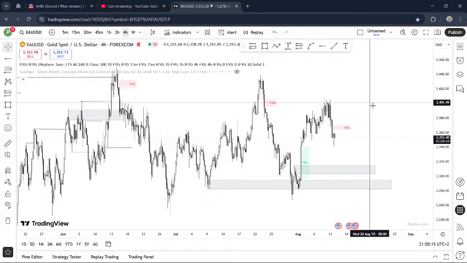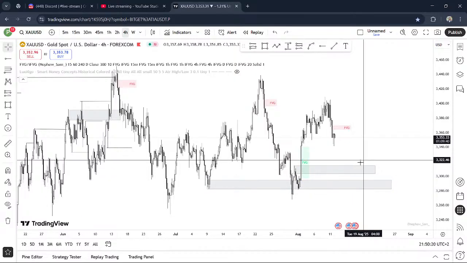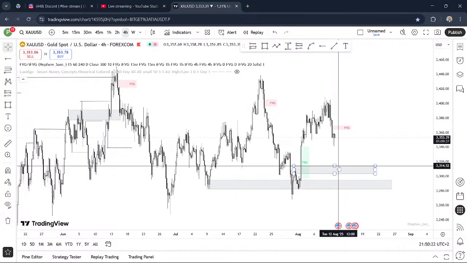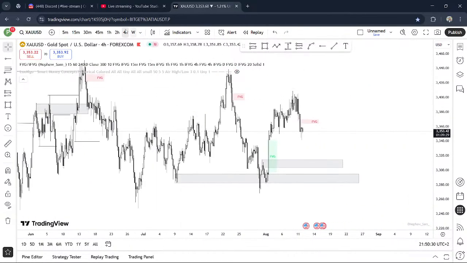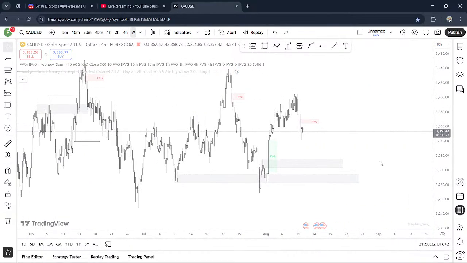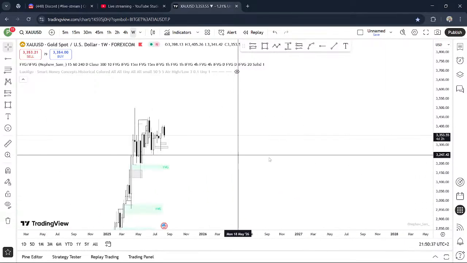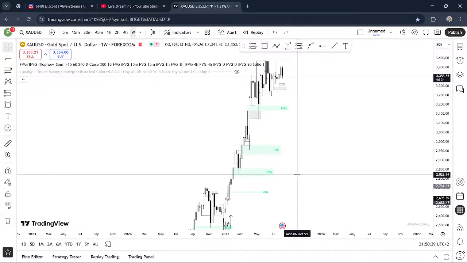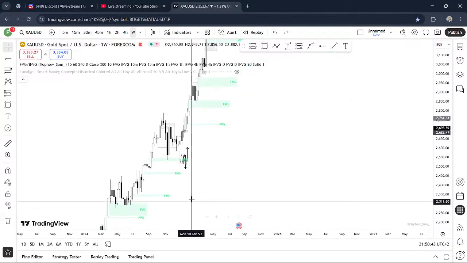Well, anyway, I looked at gold price on this price right here. This FVG, it's literally just sitting there. Let's see what's going on overall. Well, it has been struggling to keep up the upward momentum. It has been crazy momentum towards the upside.